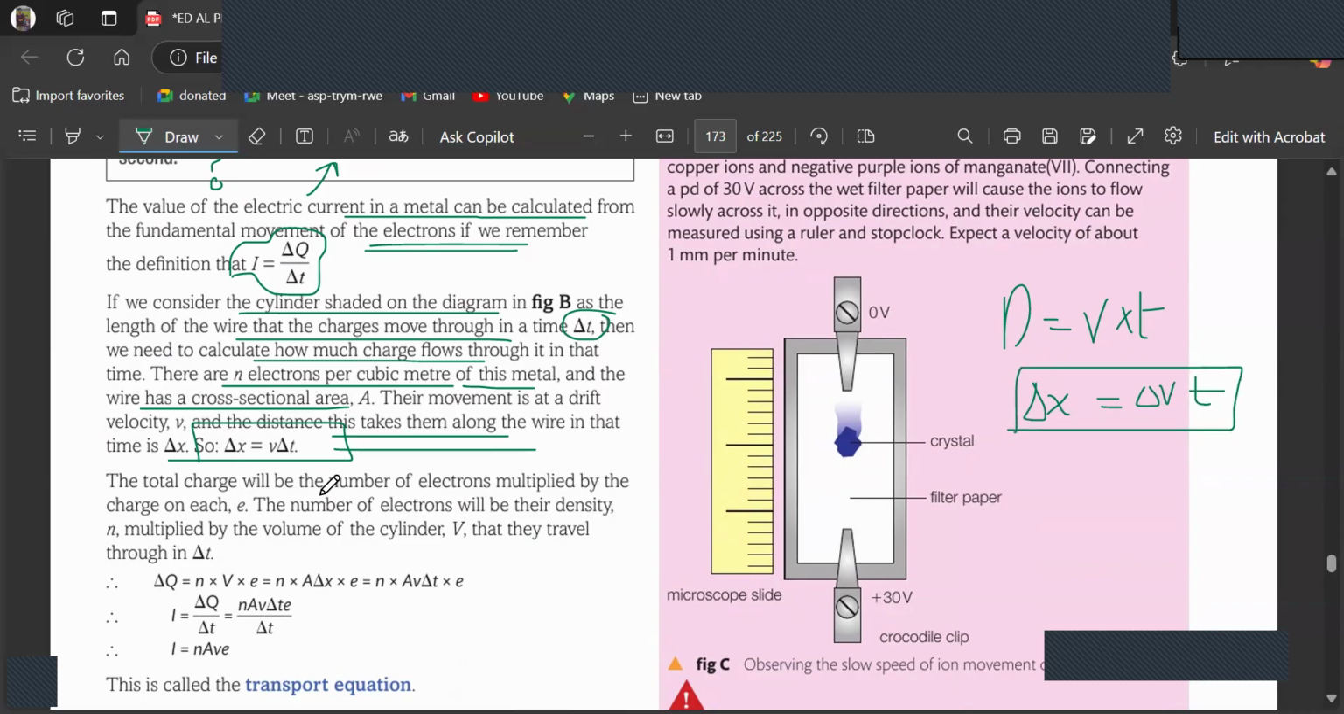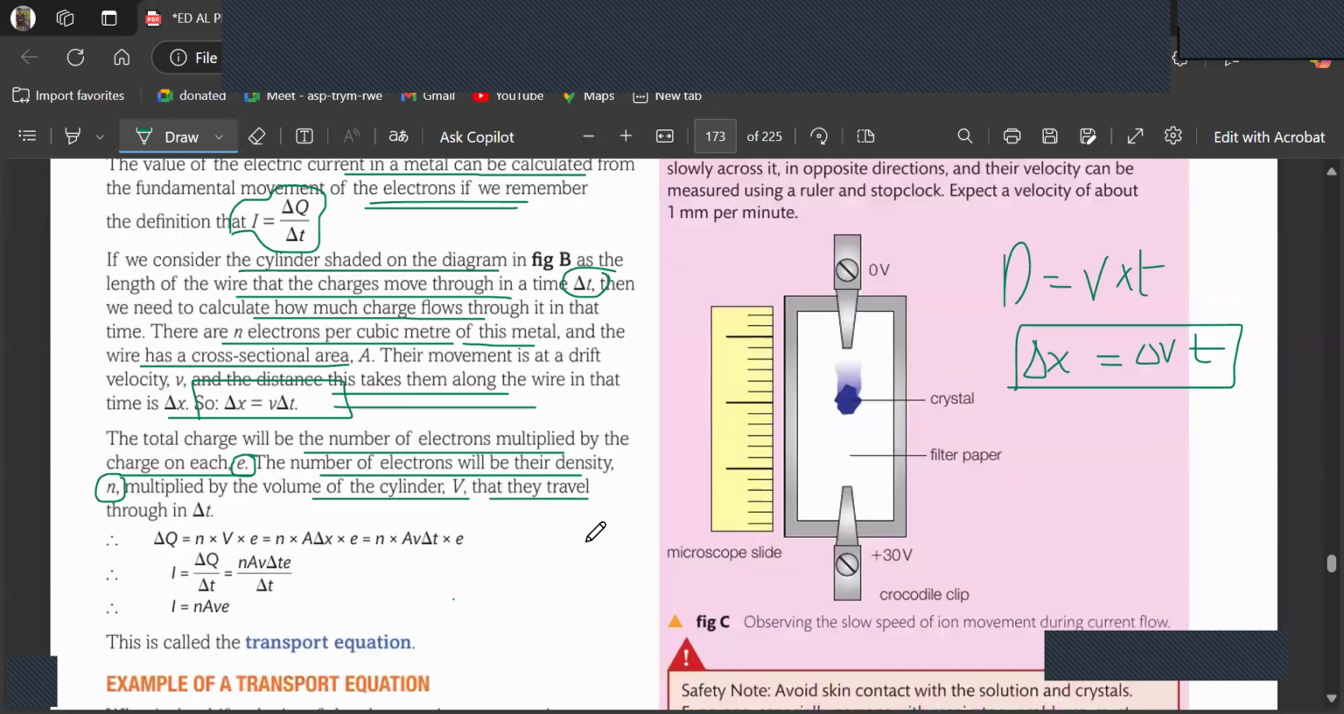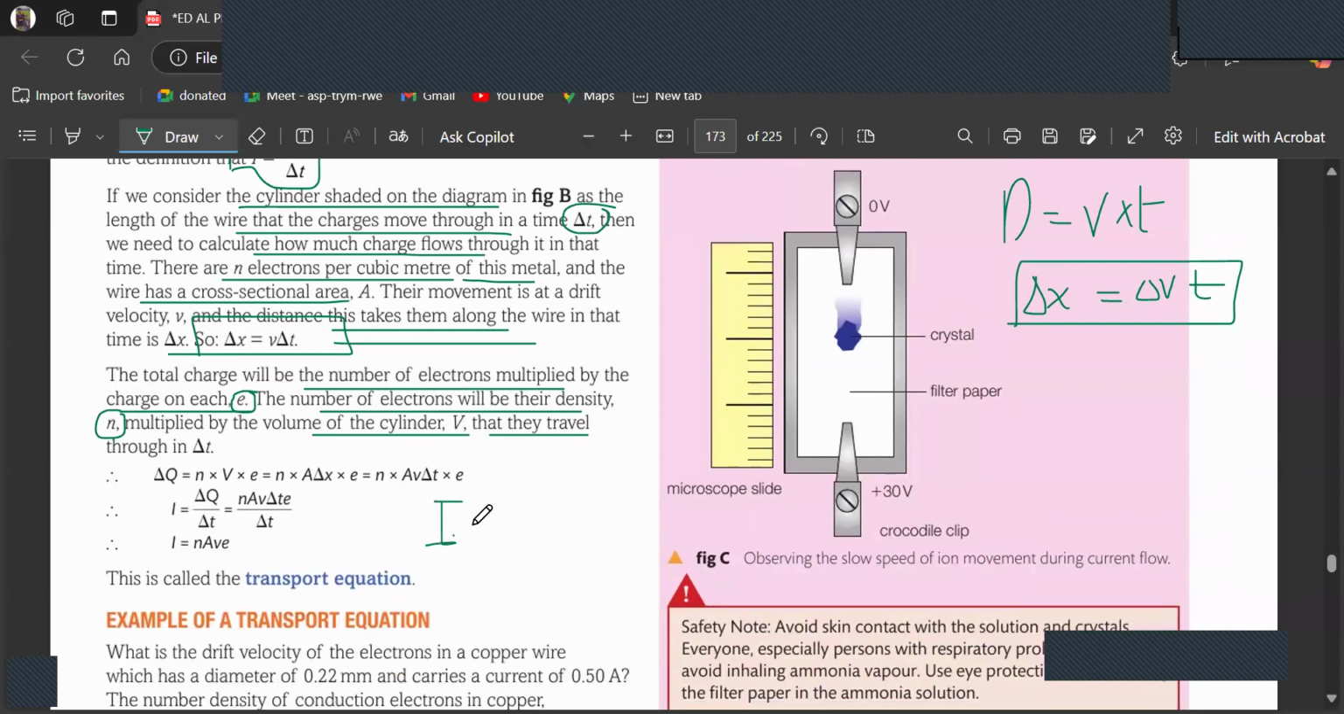The total charge will be the number of electrons multiplied by the charge on each electron. That's how we find the number of electrons as well, if you remember. So the number of electrons will be their density n multiplied by the volume of the cylinder. So we have a new formula that current is equal to what? The number density of electrons into area into the drift velocity multiplied by the elementary charge.